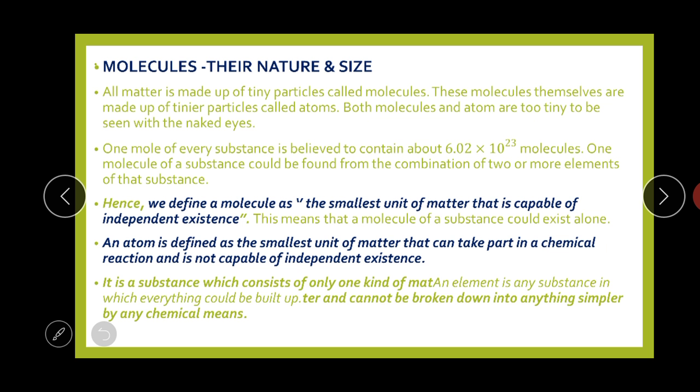Now, molecules, their structure and size. All matter is made up of tiny particles called molecules. These molecules themselves are made up of tinier particles called atoms. Atoms aggregate together to form molecules. Both molecules and atoms are too tiny to be seen with our naked eyes. One mole of every substance is believed to contain 6.02 × 10²³ molecules. One molecule of a substance could be found from the combination of 2 or more atoms. Hence, we define a molecule as the smallest unit of matter that is capable of independent existence.